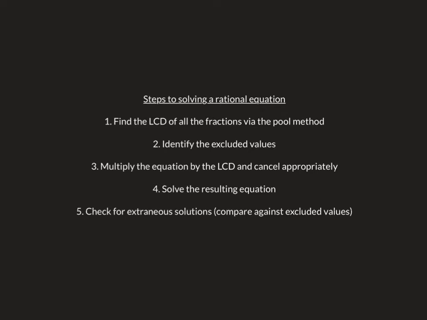First is to find the least common denominator of all the fractions via the pool method, which is what we just learned. Second is to identify the excluded values, which are, of course, the values that make any denominator equal to 0.